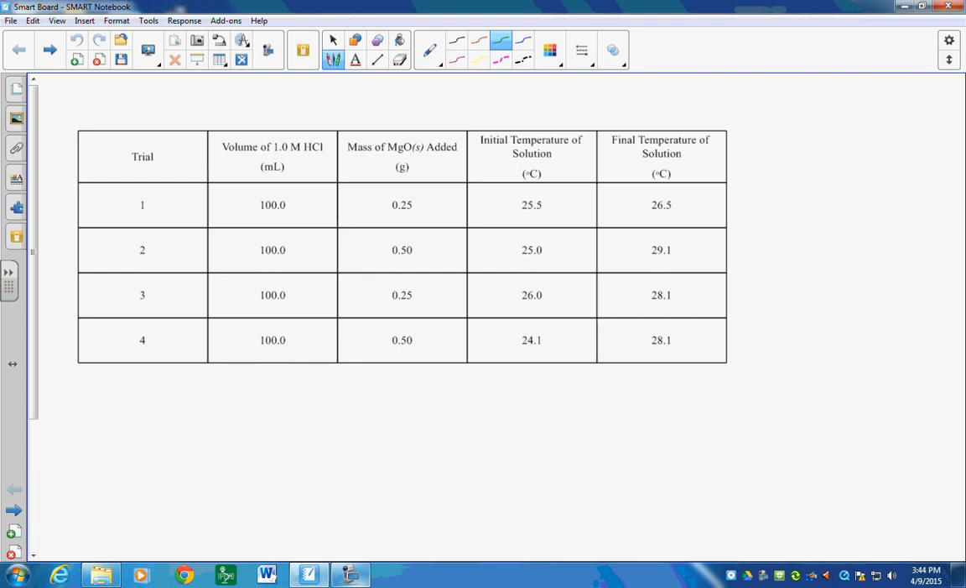Justify your answer. Now, I think the way it's worded, with "which is the limiting reactant in all 4 trials," they're telling you it doesn't matter what trial you pick. In all 4 trials, they set it up so that the limiting reactant was either HCl or MgO.